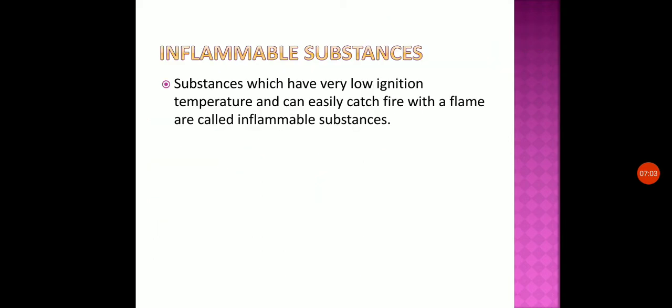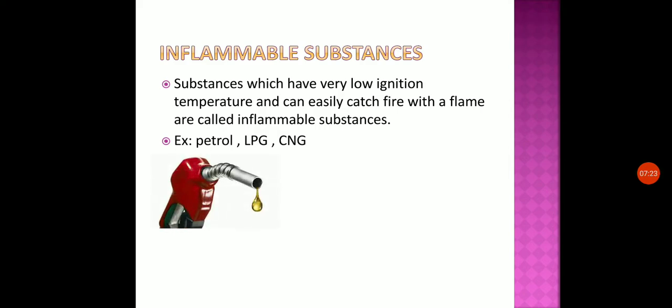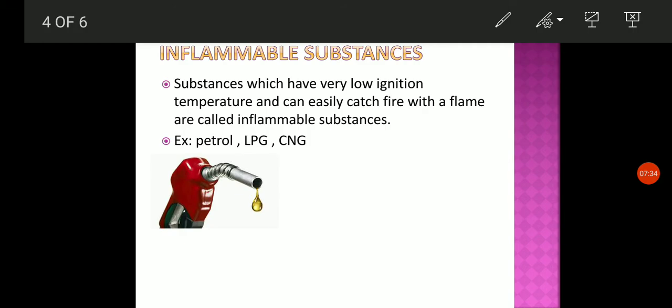Next we have inflammable substances. The substances which have very low ignition temperature and can easily catch fire with a flame are called inflammable substances. Take for example, petrol. This is an inflammable substance. It has a very low ignition temperature, so when you heat it, it will easily catch the fire and burn. And we have LPG.